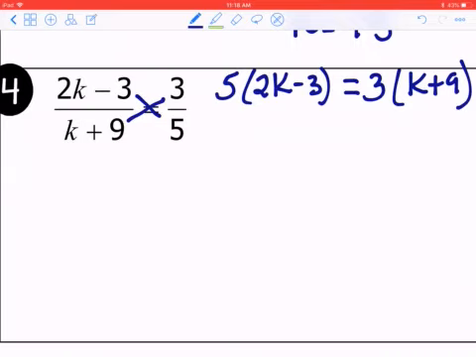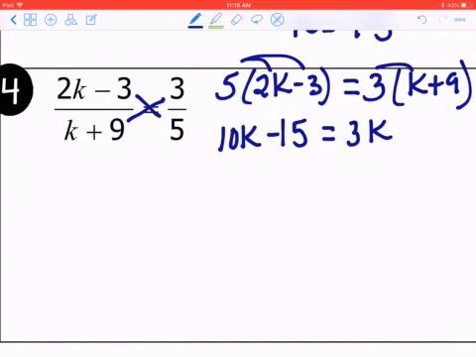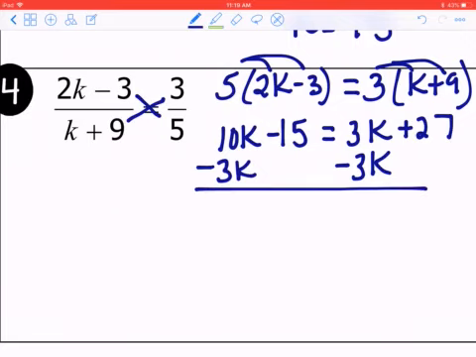So now it's nothing we haven't seen before. Go ahead and distribute the 5. So we have 10k subtract 15 equals 3k plus 27. Okay, variables on both sides. We can subtract the 10k or subtract 3k. I'm going to subtract the 3k. Give me 7k.